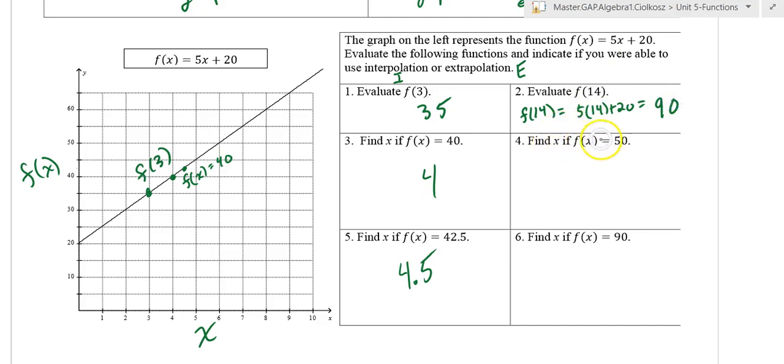Find x if f of x is 50. Okay, well it's 50. That would give me here, x is 6. F of x is 90. Wait a minute. Not on my graph, right? So that means I got 90 for f of x is equal to 5x plus 20.